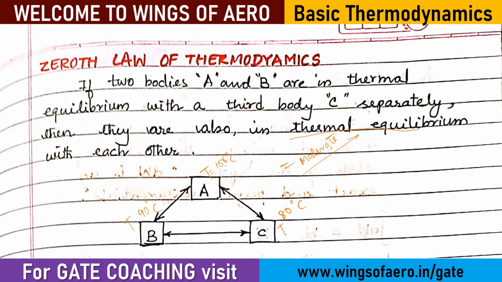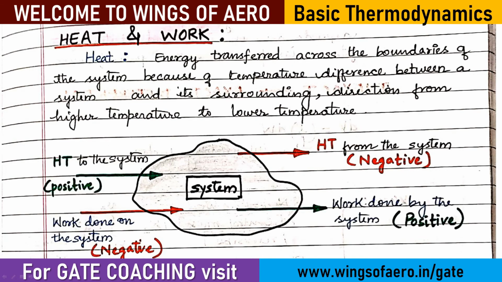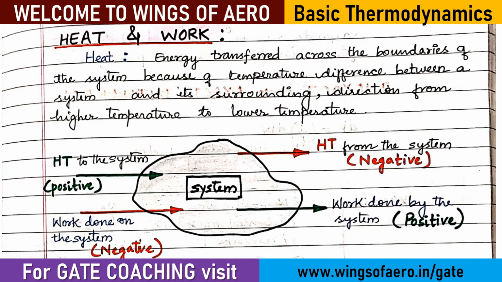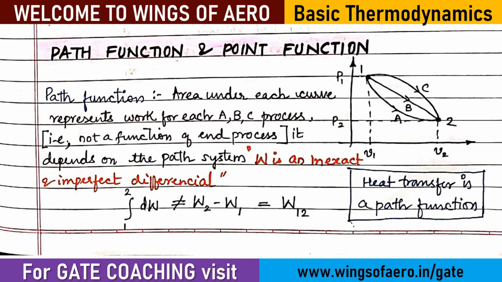So that is the statement given by the zeroth law of thermodynamics. If two bodies A and B are in thermal equilibrium with a third body called C, then they will also be in thermal equilibrium with each other. That means they will come to some moderate temperature. So all the bodies A, B and C will have the same temperature. A very simple statement.